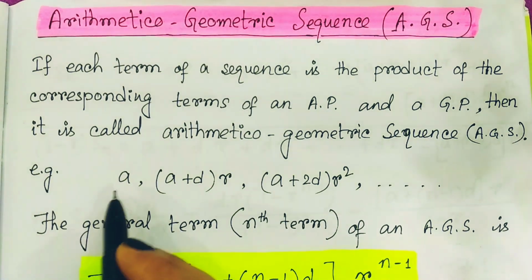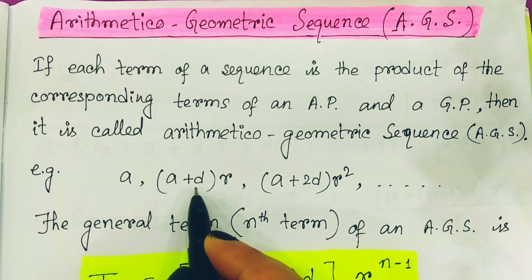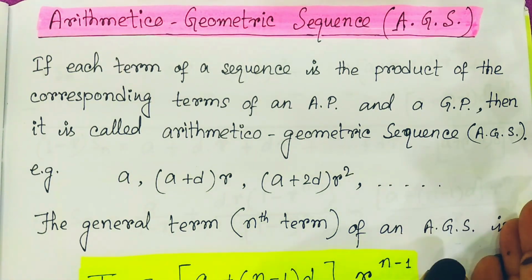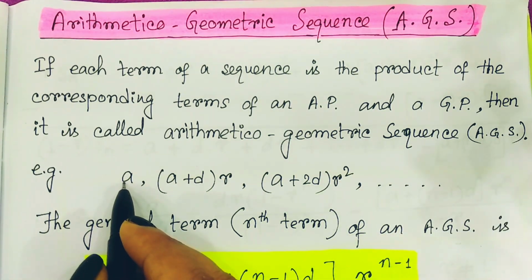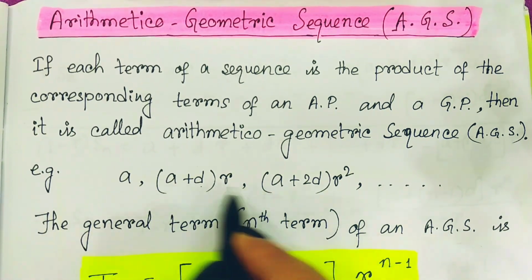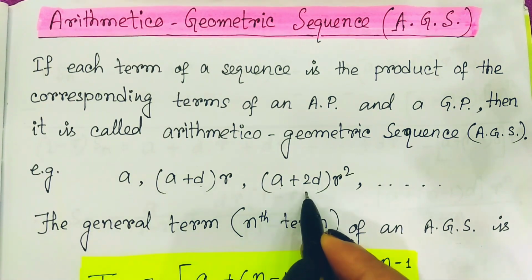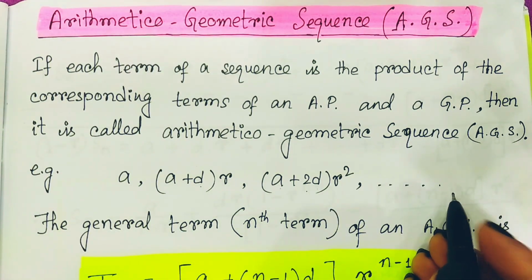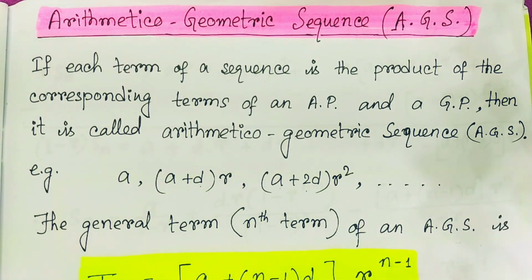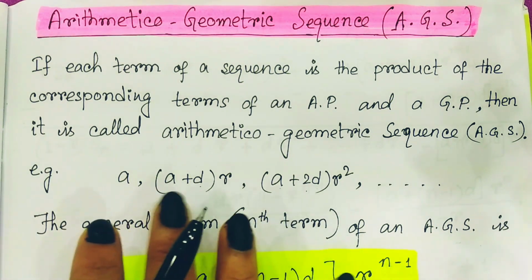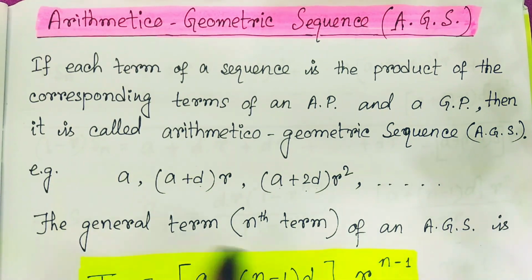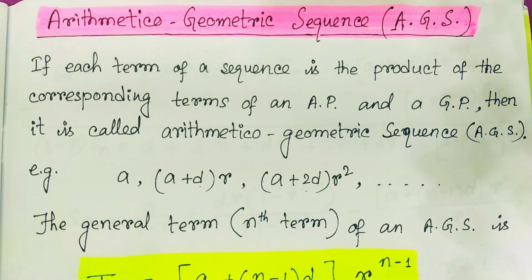How does it look? The first term is A, the second term is A plus D into R, the third term is A plus 2D into R square, and likewise. Just look, the first term is A into 1, or just let it be A. The second term is A plus D, the third term is A plus 2D. So this part only, if we consider, is an AP. And R, R square, R cube, this part if we consider, is a GP. So if each term is the product of an AP term and a GP term, then a sequence is formed. This one is called the Arithmetic Geometric Sequence.